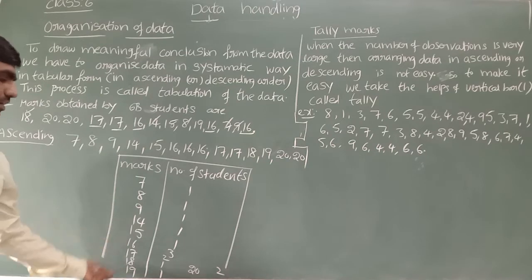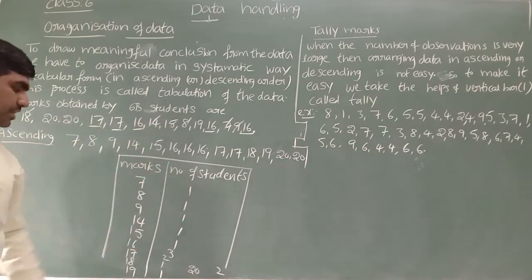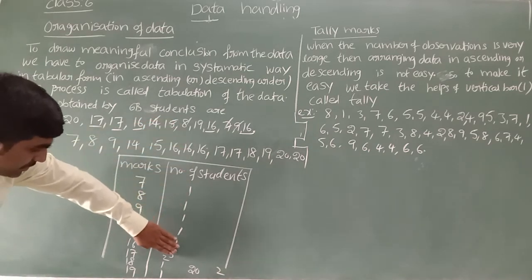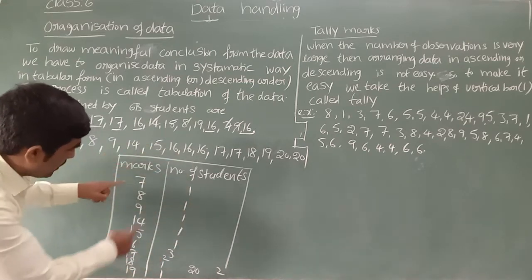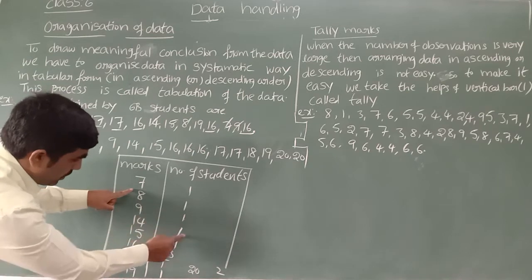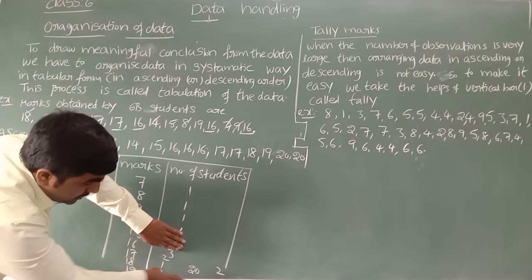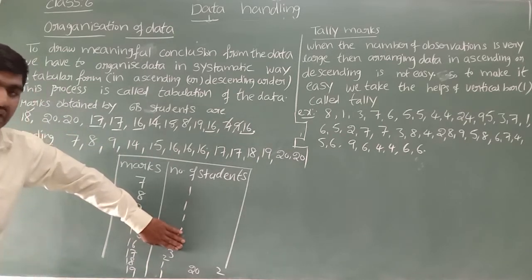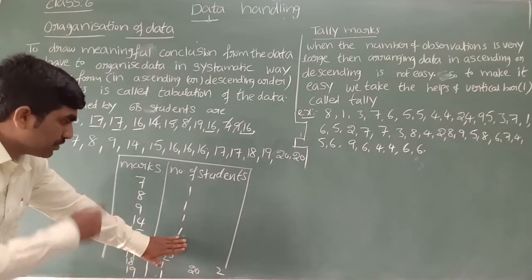You can see this arrangement will give you a clear idea about this information. Now we can say easily how many got above 15. From here we can add: 7 1, 8 1, 9 1, 14 1, 15 1. Above 15 means from here you can add 3 plus 2 is 5, 5 plus 2 is 7, 7 plus 2 is 9. Yes, 9 students got above 15. Like that, below 15, 4 students.